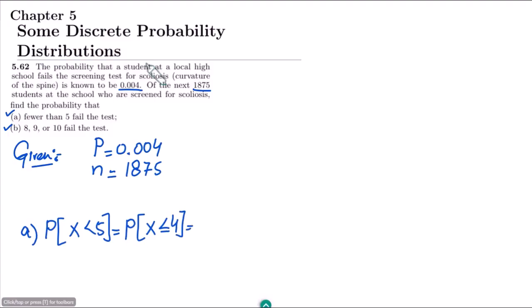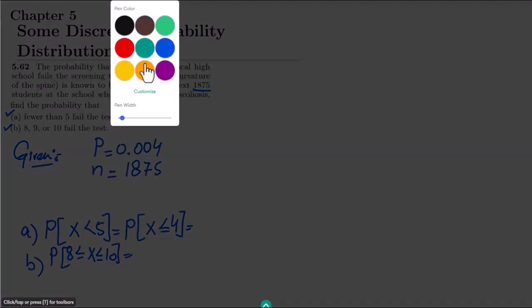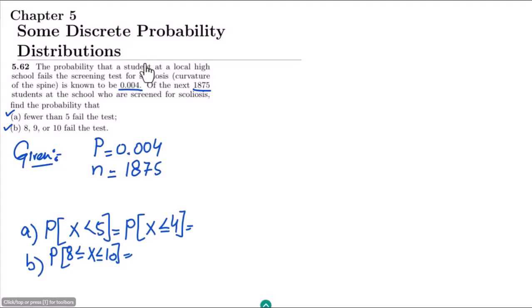And also part B, the probability that 8, 9 or 10 fail the test, meaning the probability that x is greater than or equal to 8 and less than or equal to 10. So these are the two probabilities we want to find out. Now in order to find them, we can use the binomial distribution as well as the Poisson distribution.